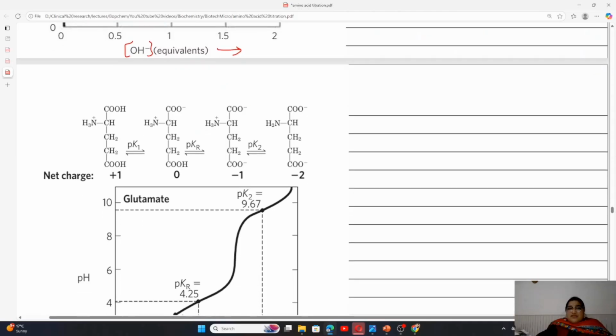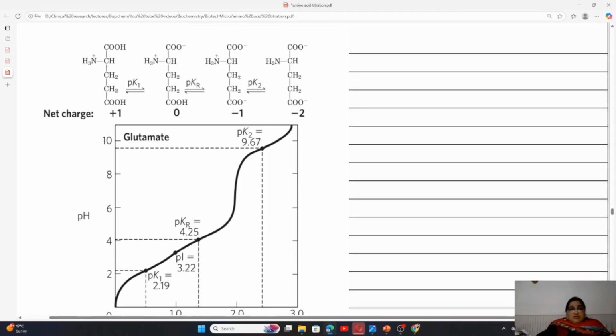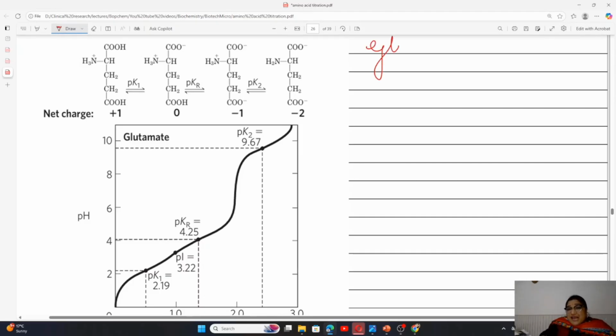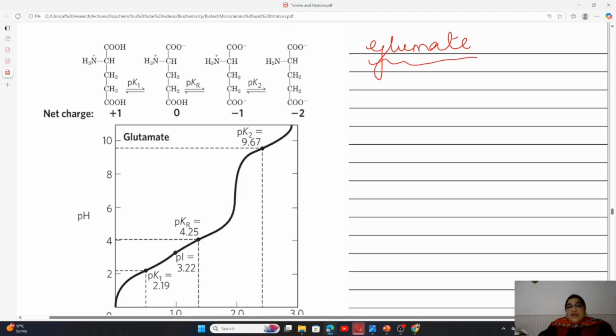So let us now consider the amino acid glutamate and its titration. Now understand that the glutamate amino acid is triprotic. We are getting 3 pK values for this glutamate amino acid. So this is the titration curve for glutamate amino acid.